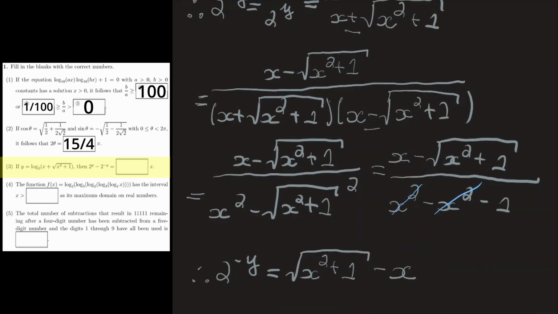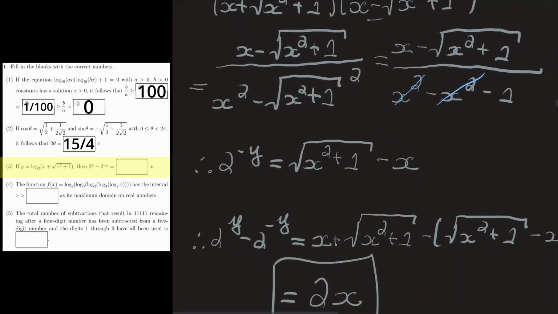And so that just means that we take the numerator, multiply by negative 1, and we have that 2 to the power of negative y is equal to the square root of x squared plus 1 minus x. So now the question asks us for what 2 to the power of y minus 2 to the power of negative y is equal to.